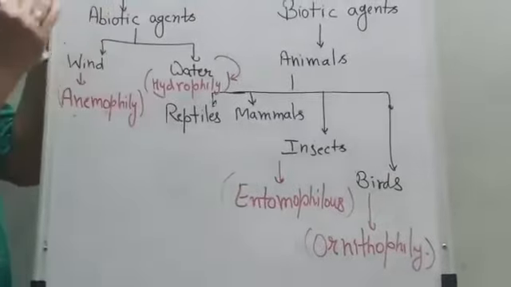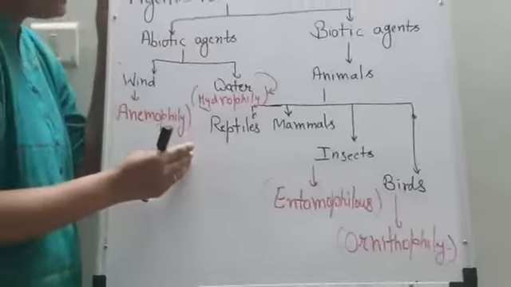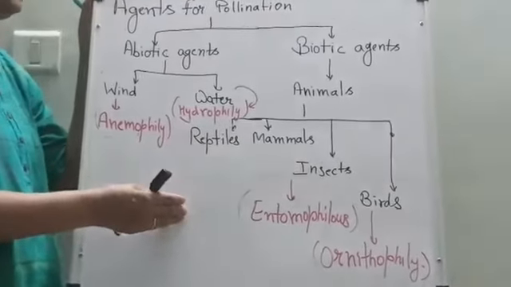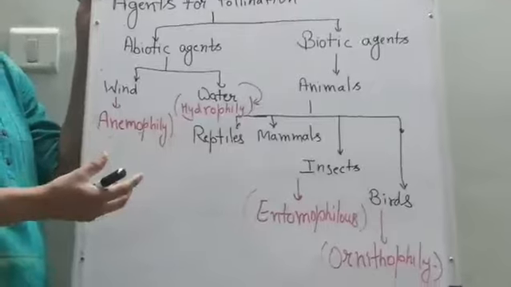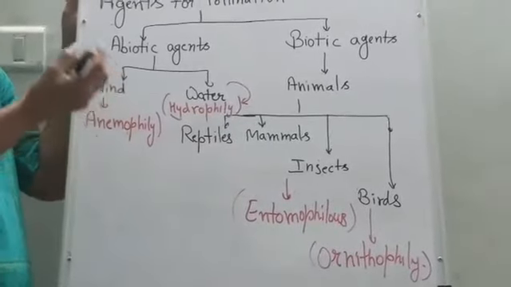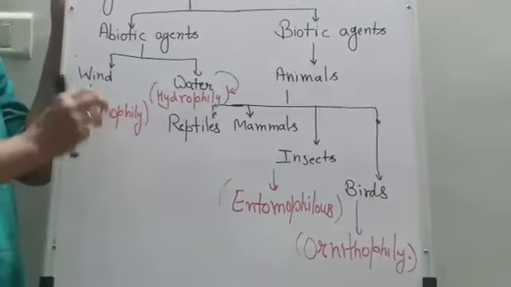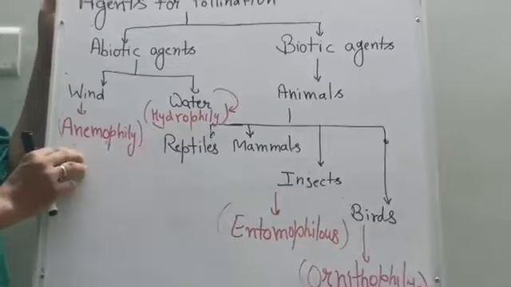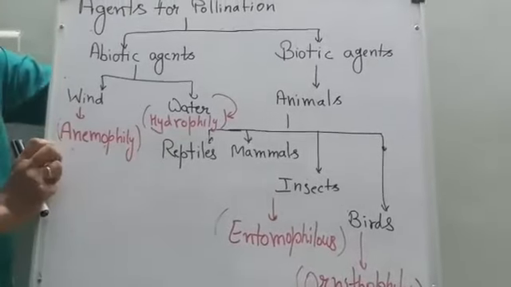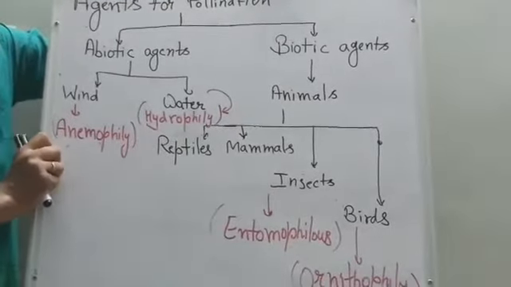But which type of flower suits which agent? If the flower has light pollen grains or sticky pollen grains, there are special characteristics for anemophily, hydrophily, and entomophily in your textbook, so you have to go through that. Just see the specific points I have written here, and you can make your own notes, or if possible note this topic down in your notebook.